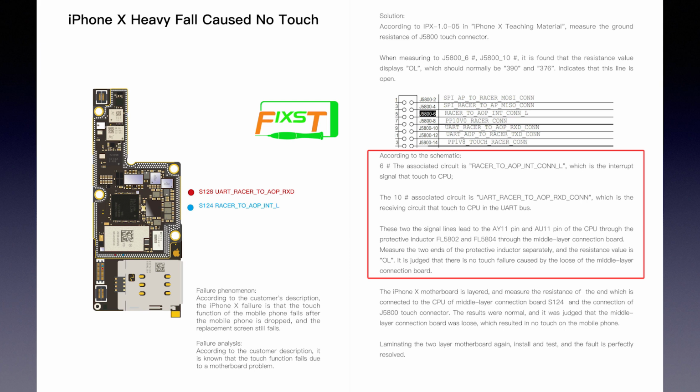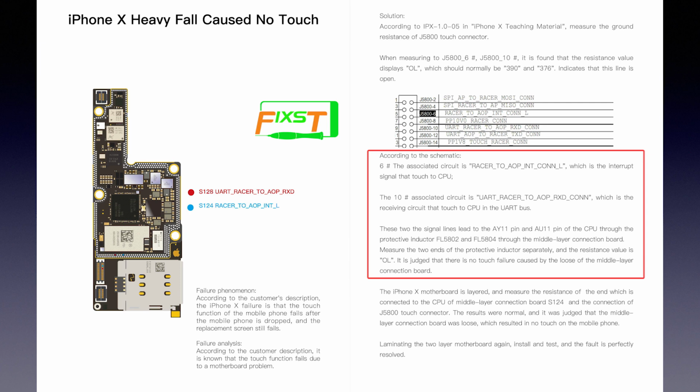The pin 10 associated circuit is UART-RACER to AOP-RHD-CONN, which is the receiving circuit that touch uses to the CPU in the UART lines. These two signal lines lead to the AY11 pin and AU11 pin of the CPU through the protective inductors FL5802 and FL5804 through the middle layer connector board.